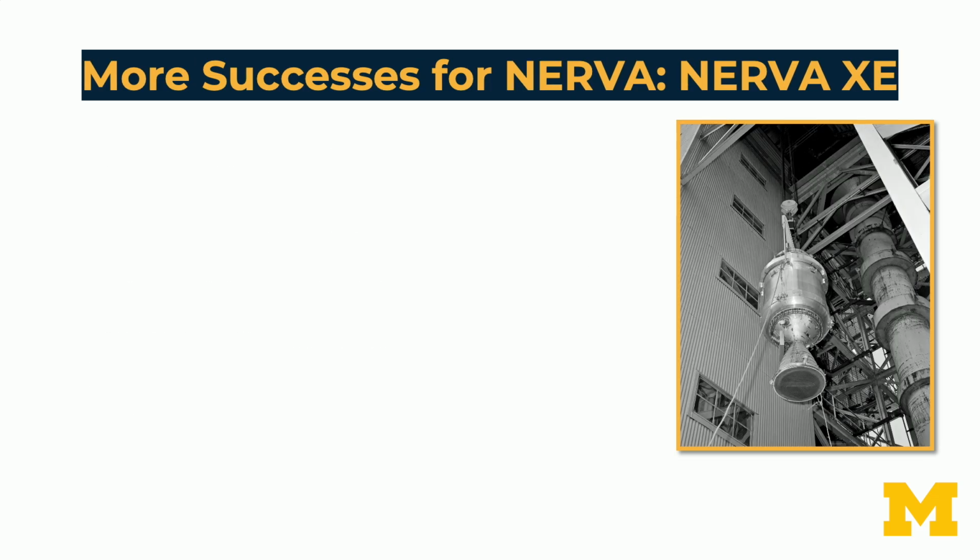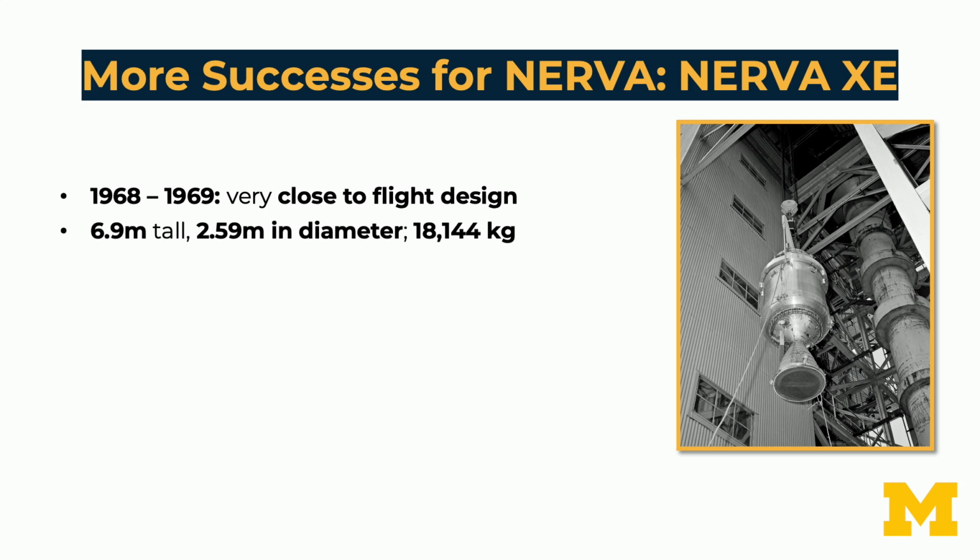So the Nerva XE was the next test, and that was done in 1968 and 1969. And those were very, very close to the flight design. So it was about 7 meters tall, about 2.5 meters in diameter, and it came in at a mass of about 18,000 kilograms. So it was pretty heavy.